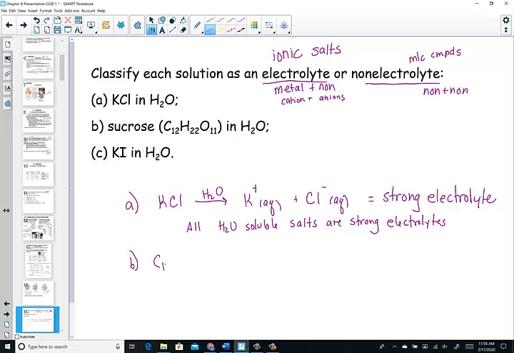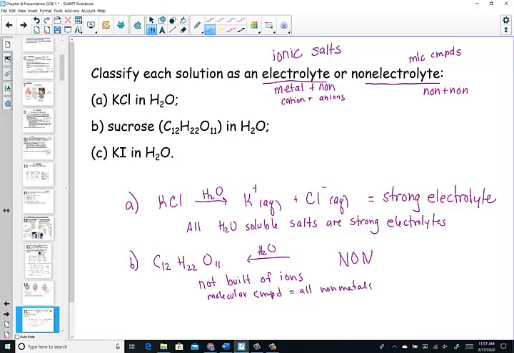Well, here we have C12H22O11. When I place this into water, there are no ions to separate. This is a non-electrolyte. It is not built of ions. So therefore, there's no separation into aqueous ions at all. It is what we call a molecular compound, built of all nonmetals. Therefore, there's no such thing as charges.